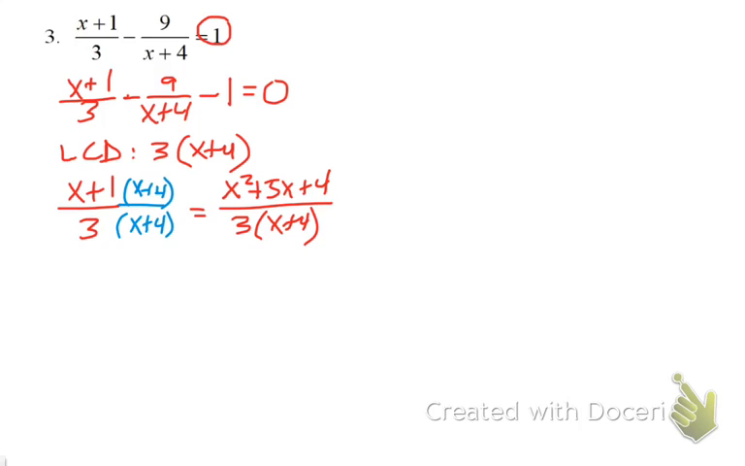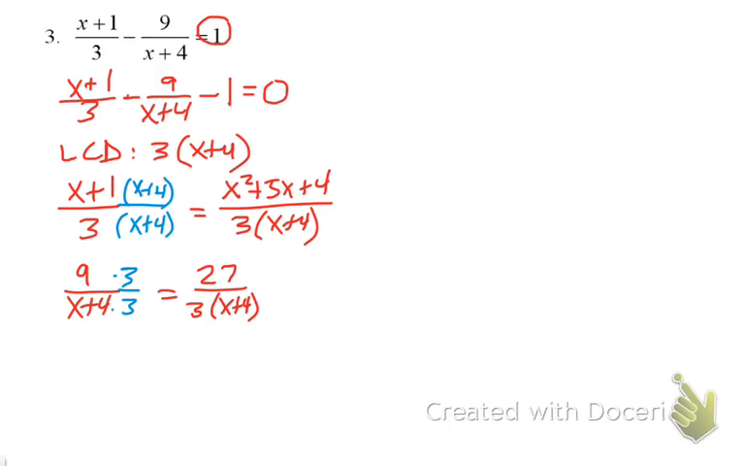Okay, 9 over x plus 4 needs the factor of 3, so we're going to multiply by 3 over 3, and that's going to get us 27 over our common denominator. And then 1, of course, is the least common denominator divided by itself, since the value of that is just 1.